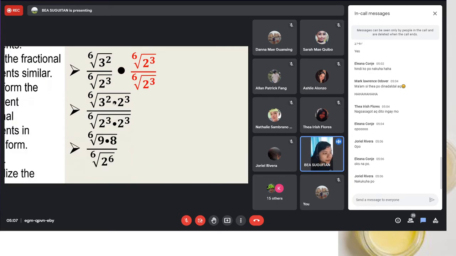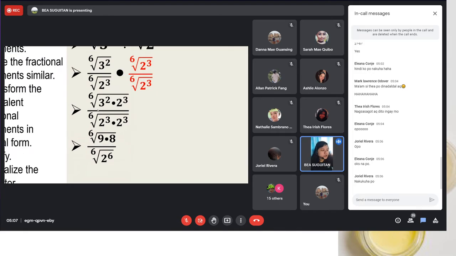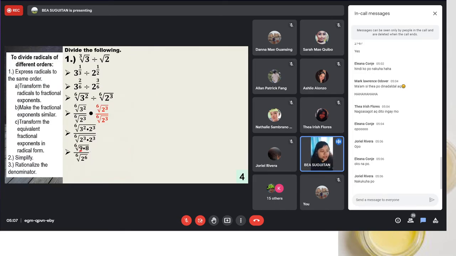Ma'am, bakit tinalunan natin to? Okay, that is simply showing you na kailangan nyo i-multiply yan. 3 squared times 2 cube, and then 2 cube times 2 cube. So, sa ating numerator, it will give you the answer of 9 times 8. Ma'am, saan po nanggaling yung 9 times 8? Okay, that came from 3 squared. 3 squared is 9. And then 2 cube is 8. Doon lang po yun nanggaling, ha?